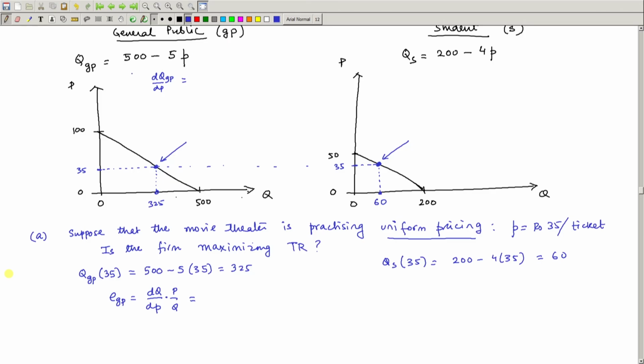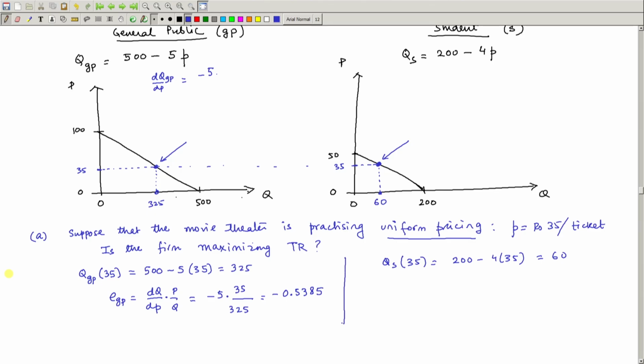So, that is going to be the derivative of 500 minus 5 times p. The 500 will not contribute. I can pull the minus 5 out. So, I am just going to get minus 5 times the derivative of p with respect to p, which is going to be 1. So, minus 5 times 1 is minus 5. So, this is going to be minus 5 times the price at which I am computing divided by the number of tickets that the firm is selling to this group. So, minus 5 times 35 divided by 325. This arithmetic gives a value, you can check this, of minus 0.5385. Okay. So, this is the value that I get.